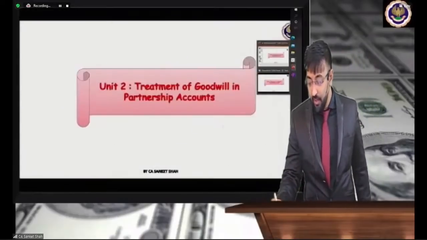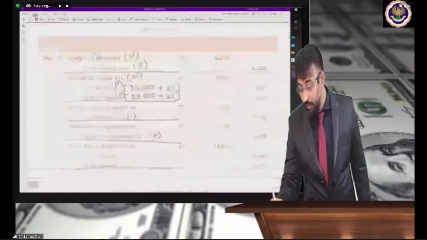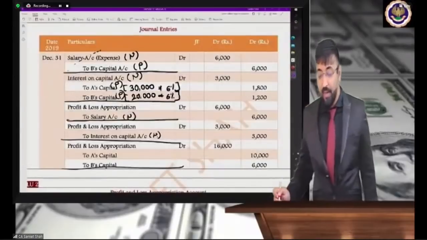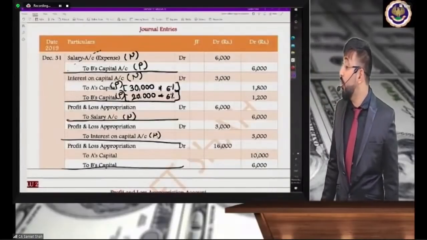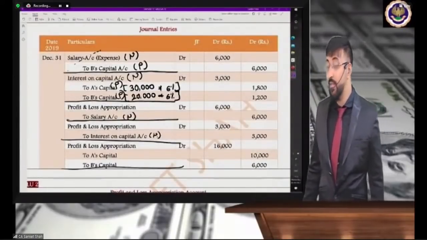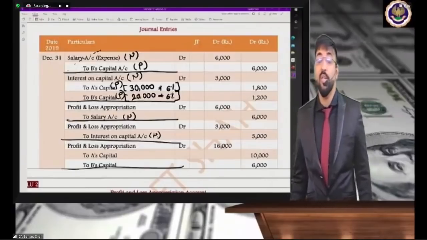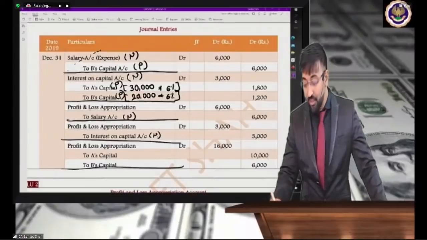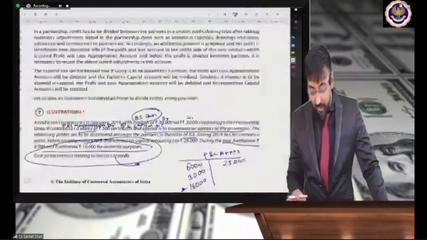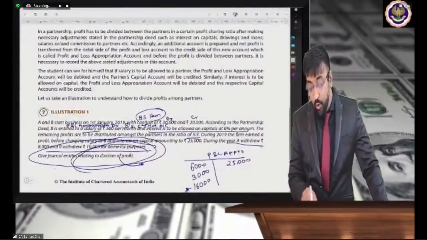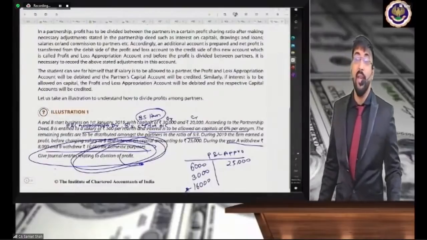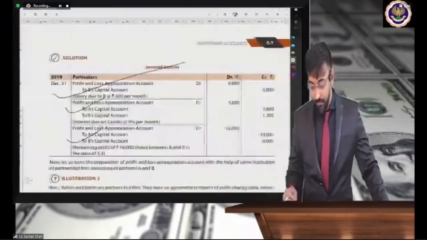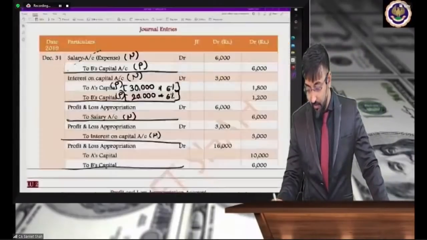Drawing entry. Why has ICAI not done the drawing entry? It's very simple because the entries are related only to division of profit. What is the question? Only related to division of profit. So some students are asking me, sir, why there is no entry for drawings? Because last line, you can read this. Last line, give journal entries relating to division of profit. That's why drawing entry is not there.